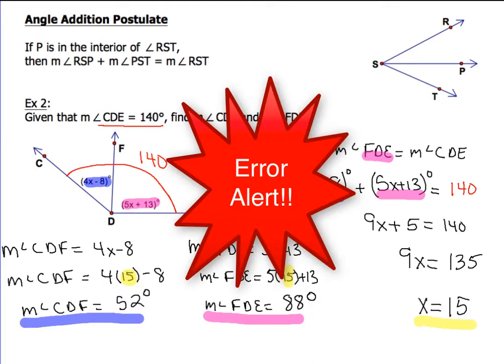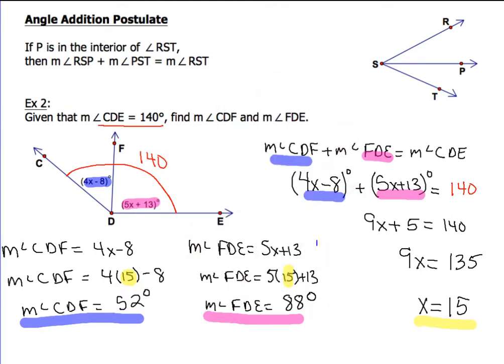Now, two errors here you've got to pay attention to. One, notice angle CDF and angle FDE have a value of 88 degrees and 52 degrees, but with those, you're going to want to make sure that you have the degree symbol on each one of those, because the measures of those angles are in degrees. Notice on x equals 15, we don't have a degree symbol. 15 only represents the value of x. It does not represent an angle. So that's why we don't put a degree symbol after the number 15.